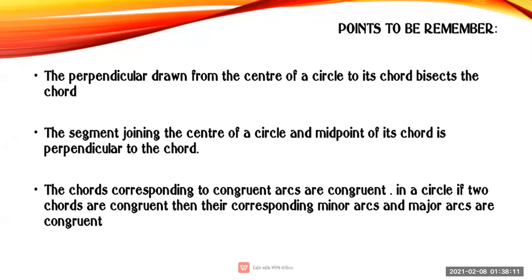And the last property, chords corresponding to congruent arcs are congruent. Whatever chords correspond to congruent arcs are also congruent. In a circle, if two chords are congruent, then their corresponding minor arc and major arc are also congruent. Minor means small arc, and major arc is the larger one, so those arcs are also congruent.